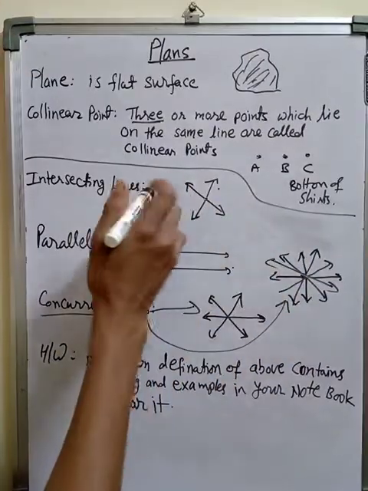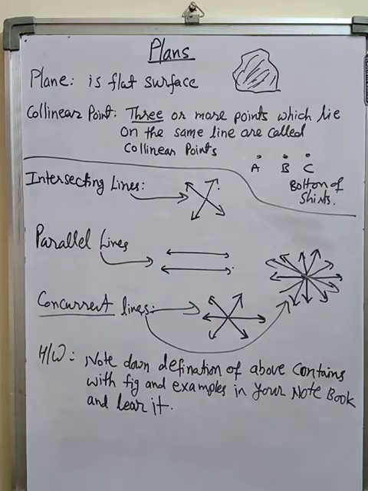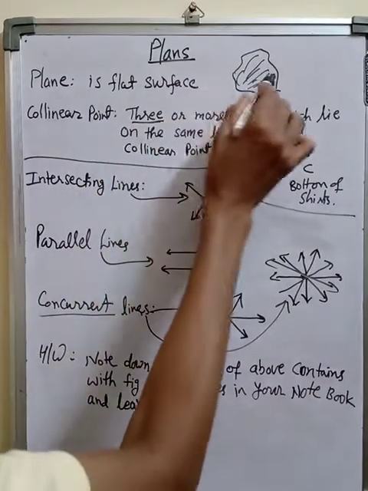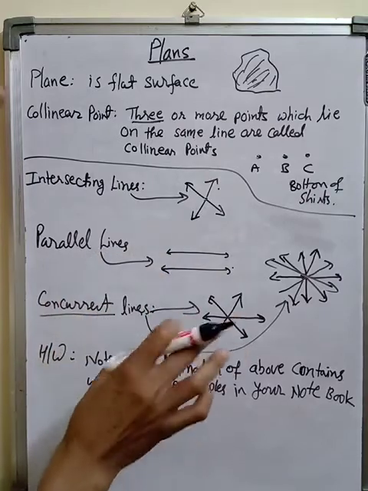And this is the example of intersecting line. This is the example of parallel line. And this is the figure of surface. So these are the figures of these different topics.